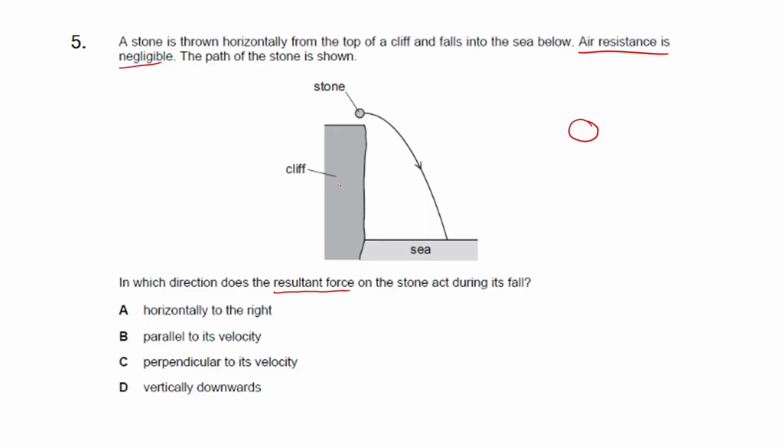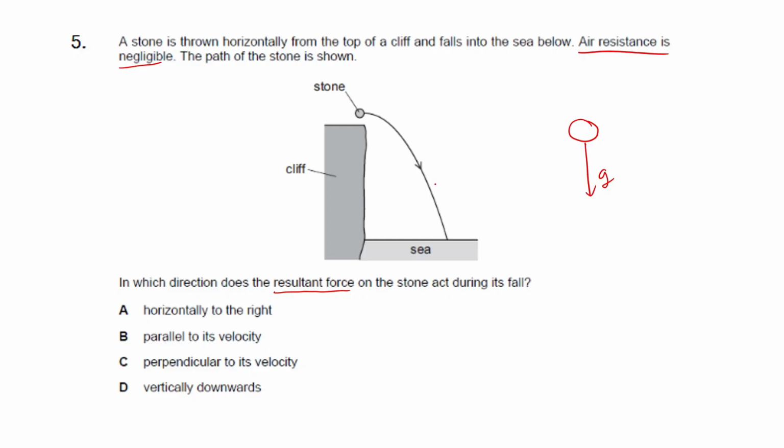So let's encounter the thrown horizontally. So we know the stone is thrown horizontally, but air resistance is negligible, right? So that means that there's no resultant force on the stone horizontally. And it stays at a constant speed, basically. However, if it's thrown across, we know that there's gravity pulling it down. So it turns out that our only force is gravity going down.